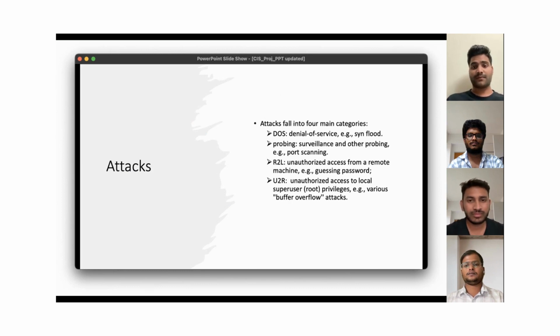The attacks fall into 4 main categories. DOS, denial of service, for example SYN flood. Probing, which is surveillance and other probing, for example port scanning. Another one is R2L, unauthorized access from a remote machine, for example guessing passwords. And the last one is U2R, unauthorized access to local superuser privileges, for example various buffer overflows. And coming to the next slide.